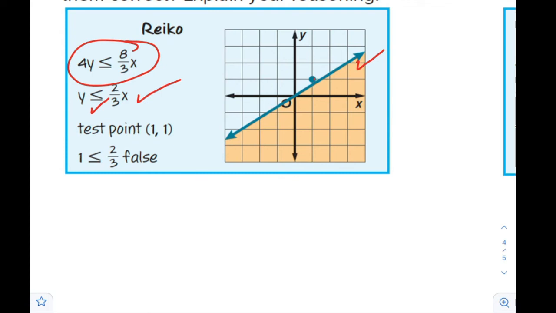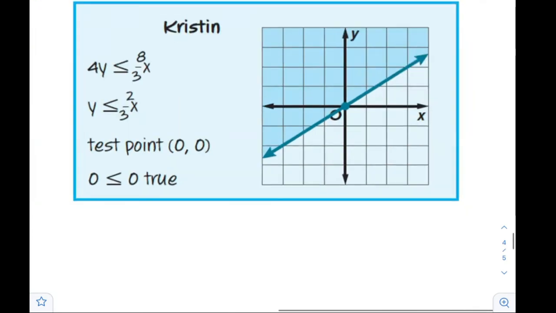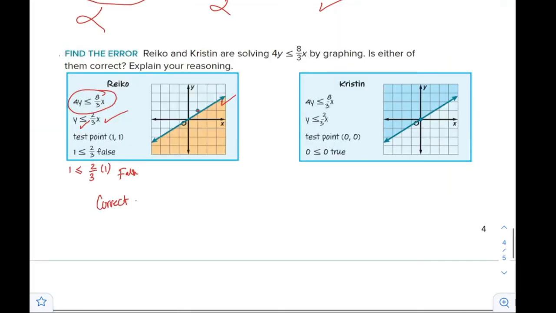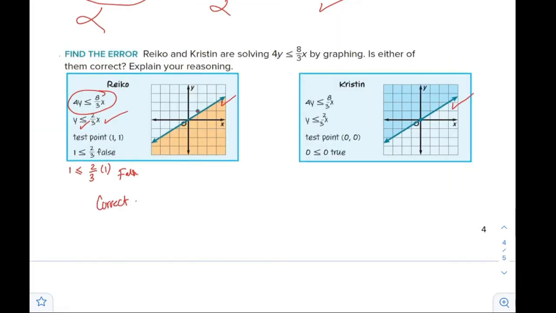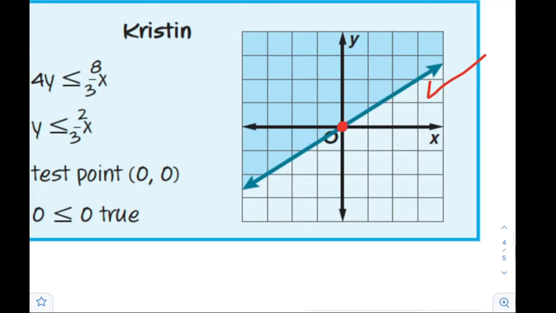When he took a test point 1, 1, it gave him a false statement. We can check: 1 is less than or equal to 2/3? False. Since this is false, he shaded the other way around. So absolutely, Rico is correct. For this Christine lady, she has done the correct graph, solid line passing through 0, 0, the line is correct, but let's check the shaded region. She took 0, 0 as a test point. We said that you cannot take a point on the boundary line itself. You will not be able to identify whether the shading will be above or below.